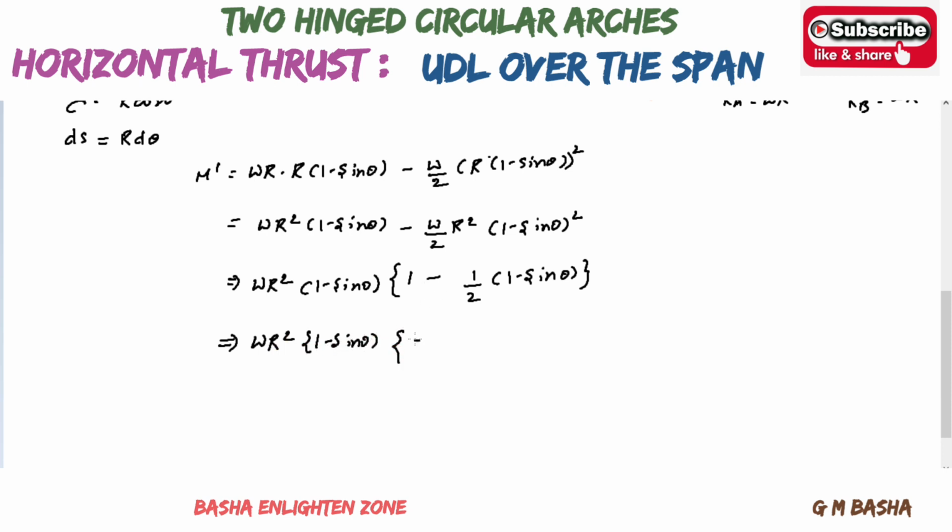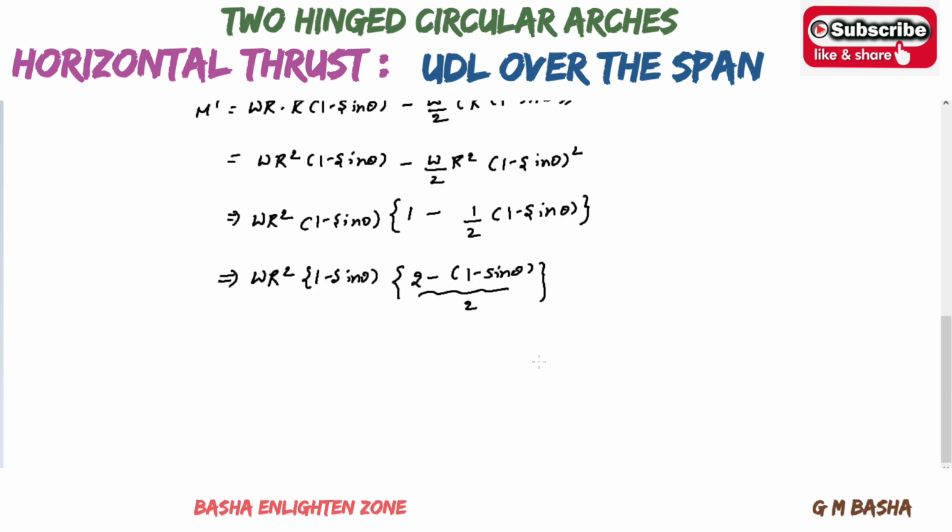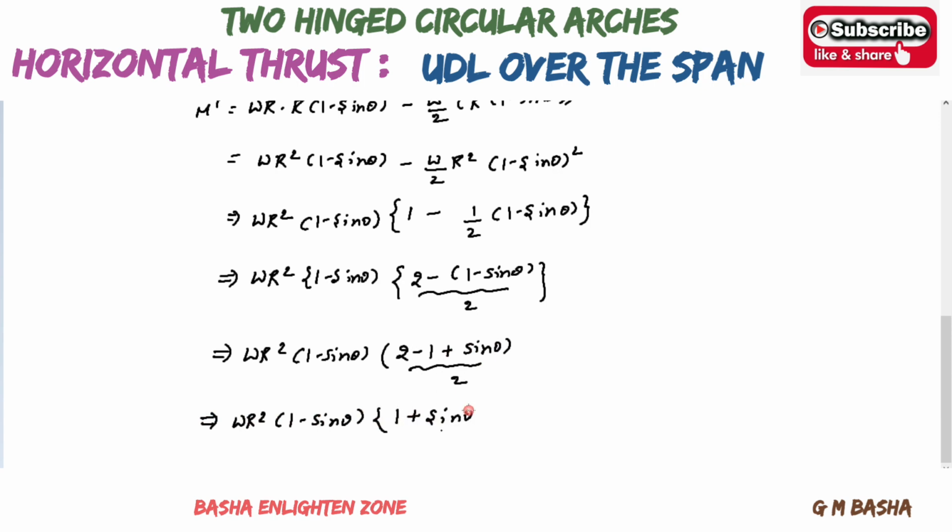So cross multiply this one: (2 minus (1 minus sin theta)) by 2. And again W r square (1 minus sin theta), (2 minus 1 plus sin theta) by 2. W r square (1 minus sin theta), that is (1 plus sin theta) by 2. Here again simplify this one.